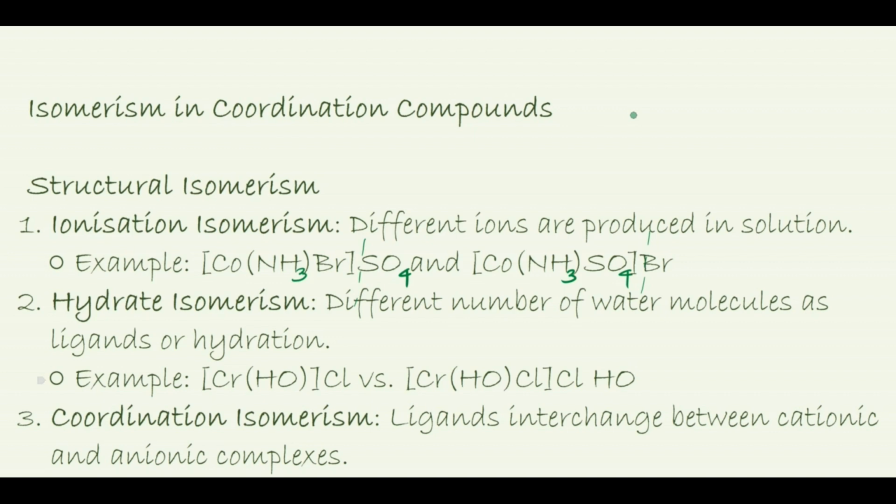For example, here you can see Cr(H2O)5 with Cl outside the coordination sphere. And in the second one, I am having 4 H2O inside the coordination sphere and 1 Cl, and outside the coordination sphere, I am having 1 Cl and 1 H2O. So the number of water molecules changes inside and outside the coordination sphere, that is hydrate isomerism.